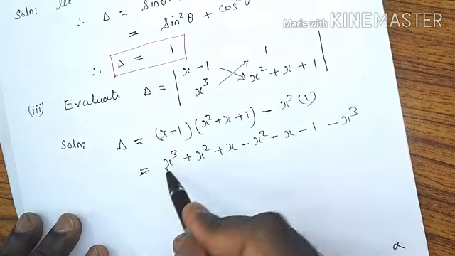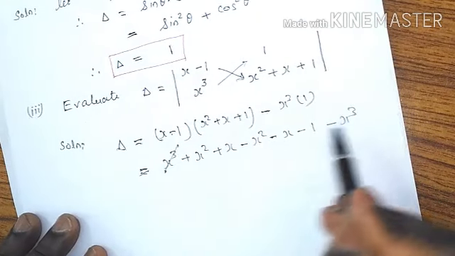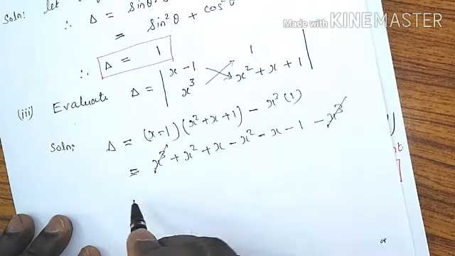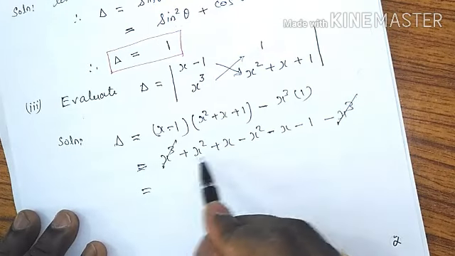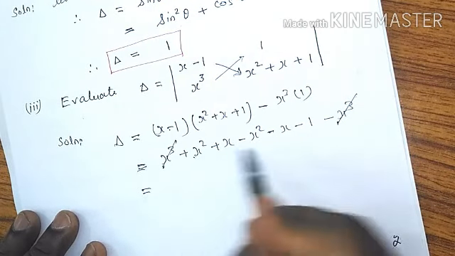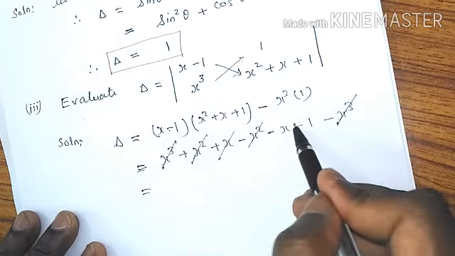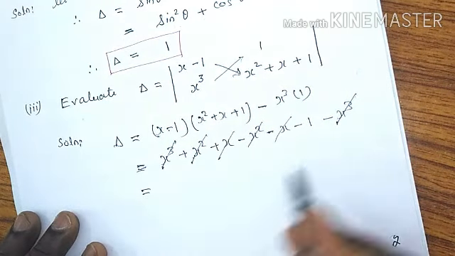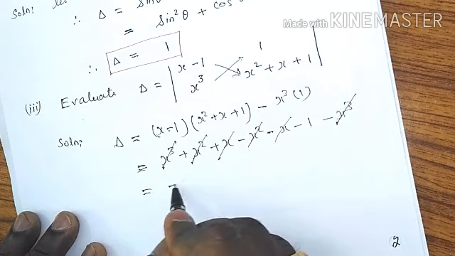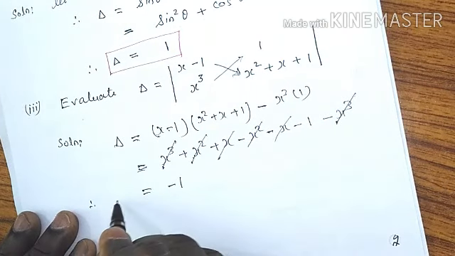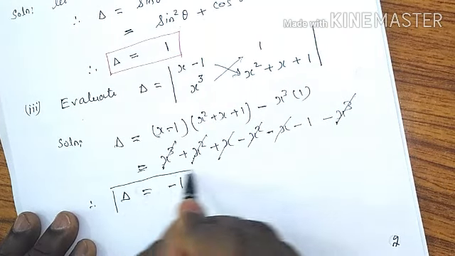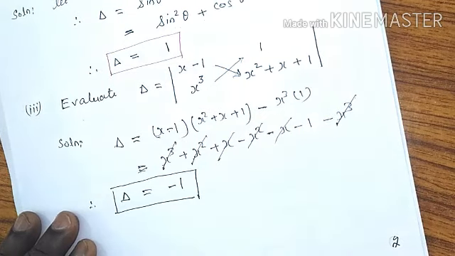Clear? Now this positive x cube will get cancelled with negative x cube. So now the remaining plus x square and minus x square is also there, so this will also get cancelled. Plus x and minus x also get cancelled. So we are left with only one element, which is minus 1. So therefore this is the required value of the determinant.